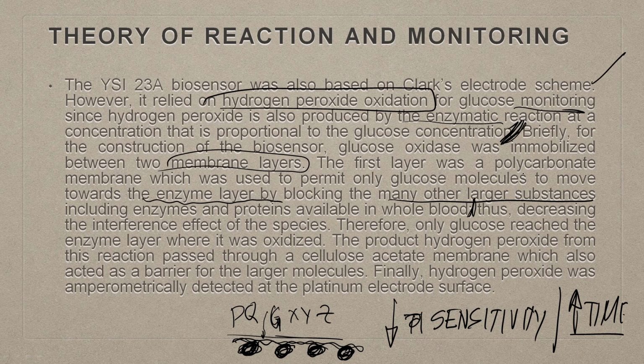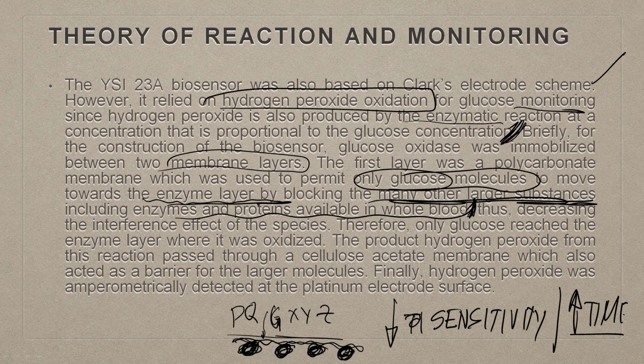The polycarbonate membrane preferably allows mostly the glucose moieties, but I am sure there will be leakage of other things of the same molecular weight or size or shape. Okay. So, now the first layer was polycarbonate membrane, which was used to permit only glucose molecule to move towards the enzyme layer by blocking many other larger substances, including enzymes and protein available in whole blood, thus decreasing the interference effect of the species and thereby increasing the sensitivity and reducing the time of detection.